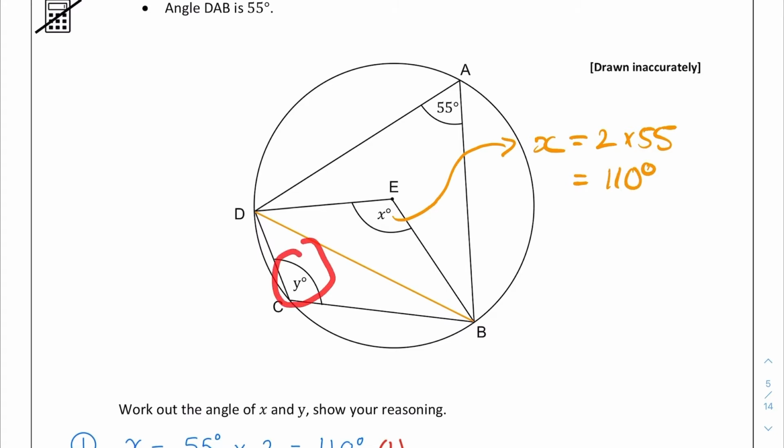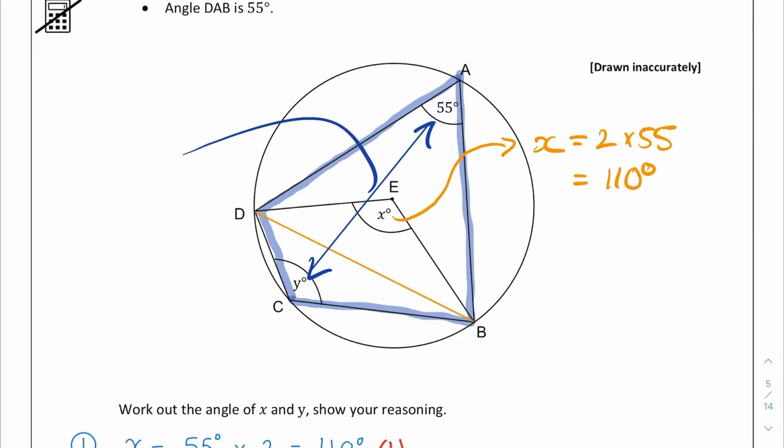Now let's look at angle Y. Looking at this question, I can see that this shape over here is a cyclic quadrilateral. What does this mean though? This means that angles that are opposite each other are going to add up to equal 180. So 55 plus y must equal 180 degrees. To make y the subject, I'm going to minus 55 on both sides. The 55s over here will cancel out. 180 minus 55 is 125. So y equals 125 degrees.